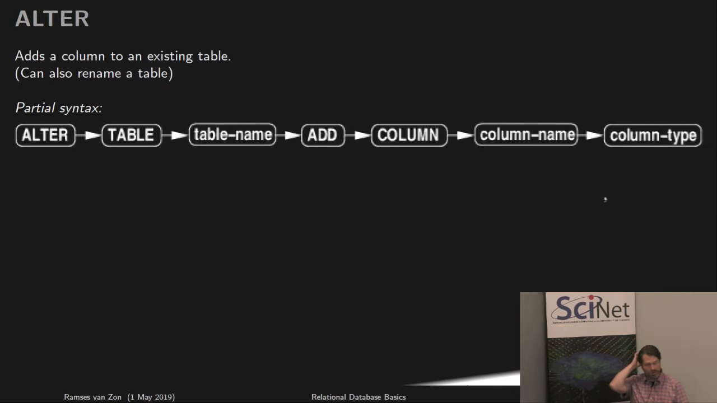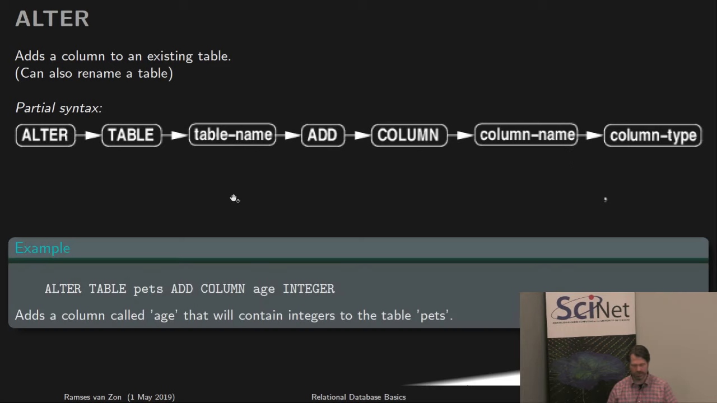What if we wanted to change a table? Say we have our name and our type of pet. Say you want to know what their age is too. Well, there's an alter command. So alter table, table name, add column, column name, column type. So it looks like this. Alter table pets, add column age integer. And that just adds a column.